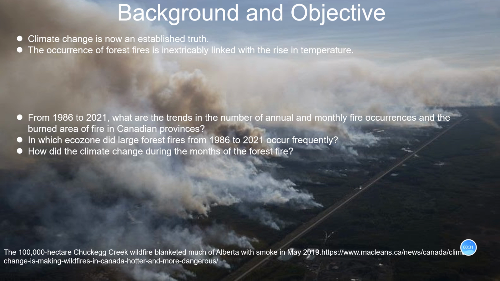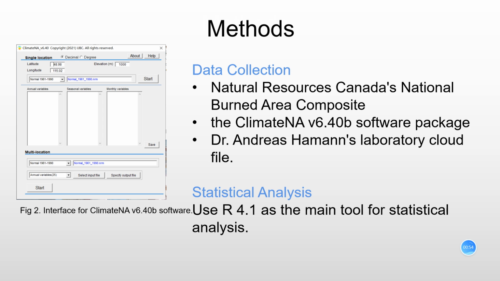So these are my objectives. The first, from 1986 to 2021, what are the changes in the number of annual and monthly fire occurrences and the burned area of fire in Canadian provinces? And second, in which zone did the largest forest fires from 86 to 21 occur frequently? And how is the climate change during the months of the forest fire?